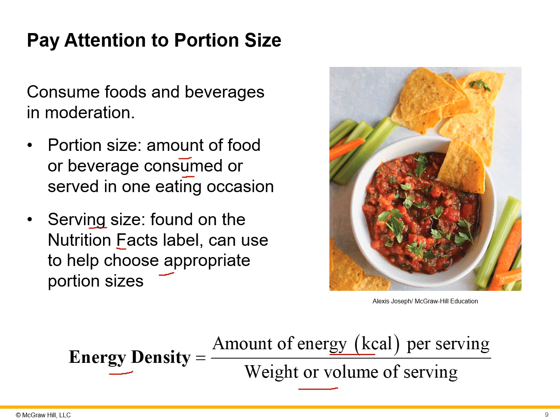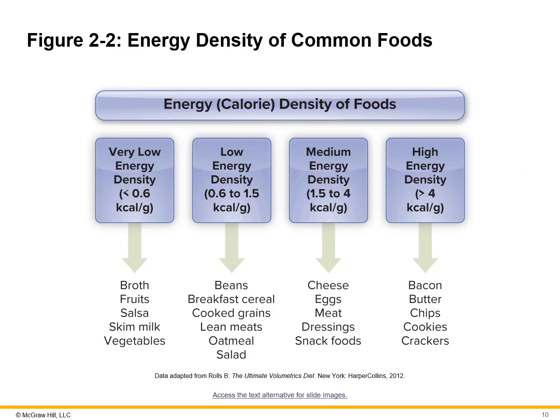Again, nutrient density is nutrients divided by calories. Energy density is calories divided by the weight or the volume. So looking at some of the energy densities, very low energy density things like broths, fruits, salsa, skim milk, and vegetables are going to be on our lower energy density end.